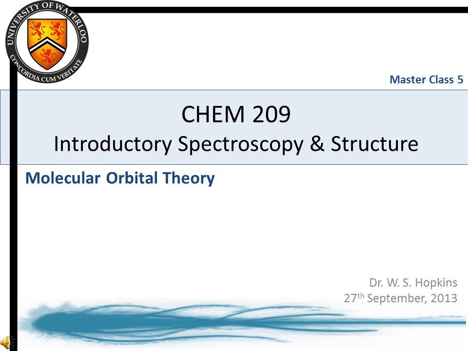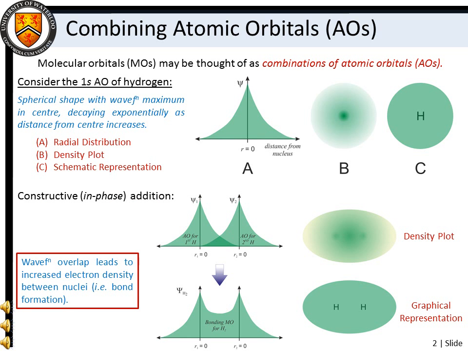This series of lectures is intended to highlight the key concepts of introductory spectroscopy and structure. This lecture, Masterclass 5, discusses the basics of molecular orbital theory. Molecular orbitals can be thought of as combinations of atomic orbitals. Consider, for example, how two hydrogen 1s orbitals can combine to produce molecular hydrogen.